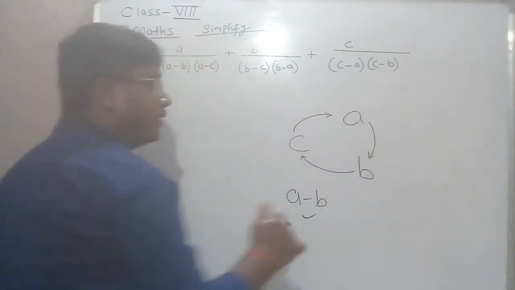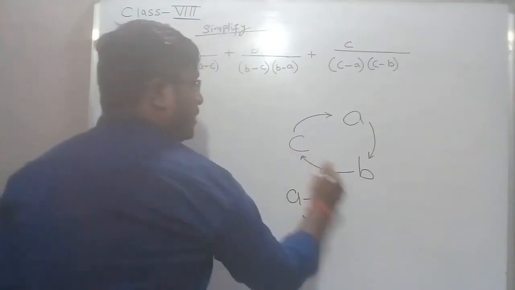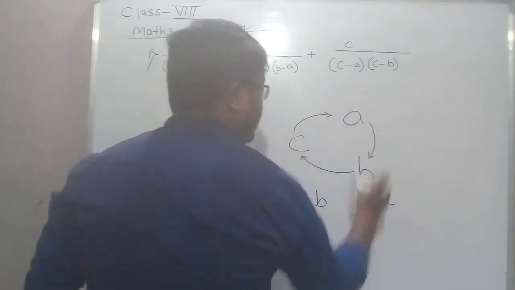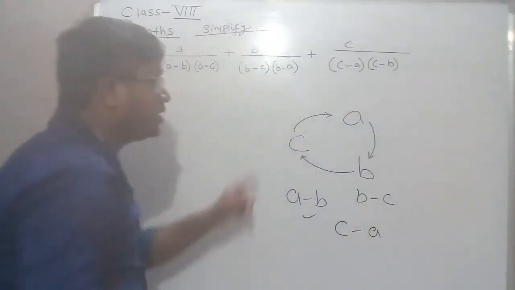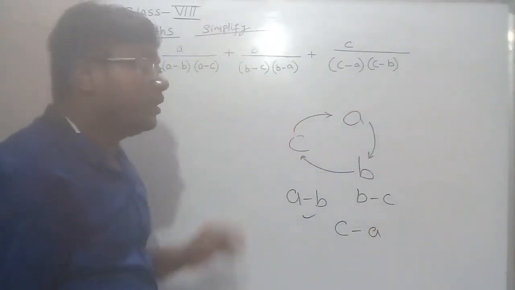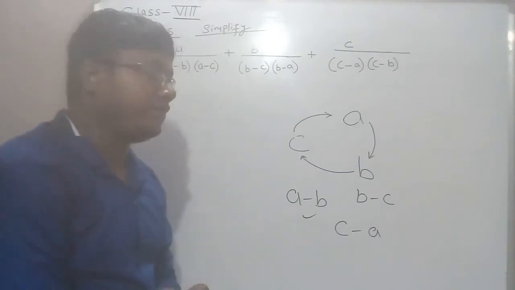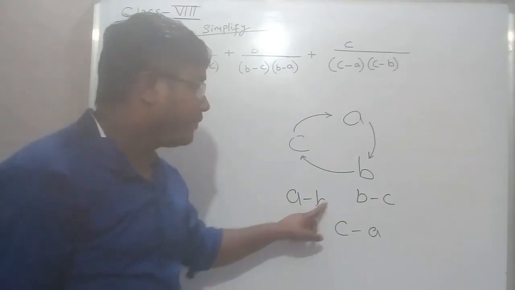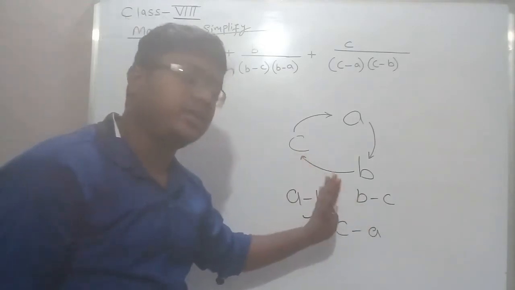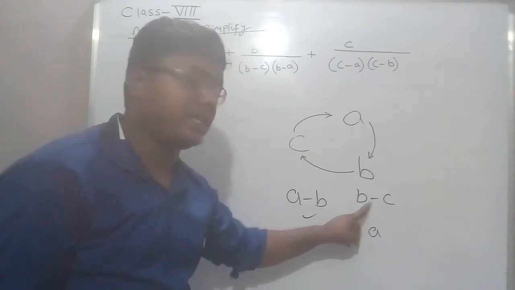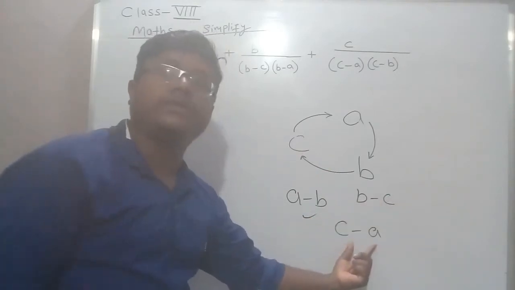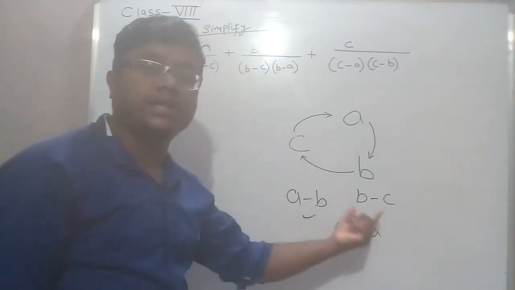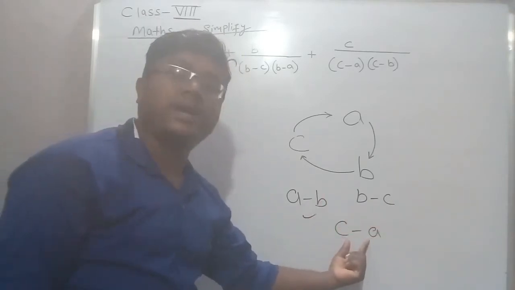A minus b is okay. If there is b to c, b minus c, okay. If there is c minus a, then okay. But here some of the students become confused. In a minus b, they think a comes first, b comes last. B minus c, they also think b comes first, then c. But here they become confused. C minus a, they think first a comes, then c comes. Why is the teacher writing c minus a?